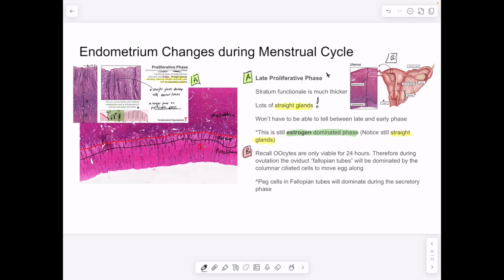And so here we have the functional layer. Here we have the basal layer. And I don't know if you can make this out, but there's a difference in color here, right? And so this lighter color is our basal layer. Down here is our functional layer. And then deep to all of that is our myometrium. All right, and so this is still proliferative phase, right?